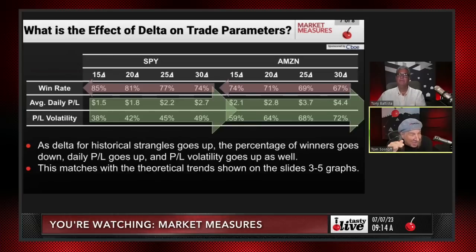You make more money in Amazon, you have a little bit lower win rate, you have more P&L volatility. In the SPY, you have a higher pop, you make less money, and you have a lower P&L volatility. As delta for historical strangles goes up, the percentage of winning traders goes down, the P&L goes up, and the P&L volatility goes up as well. This matches with the theoretical trends shown on slides 3 through 5.